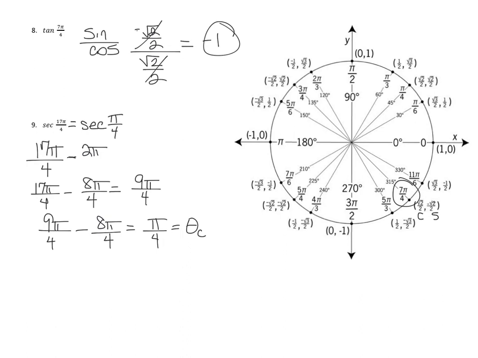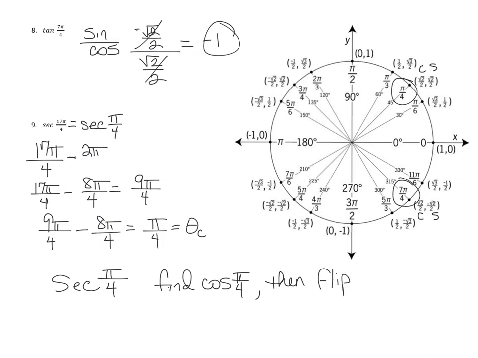So let's look that up. Pi over 4, right here in quadrant 1, which is a reference angle. We know we have cosine and sine, but we need to find the secant. Remember secant and cosine are reciprocals. So let's find the cosine first, then flip. What's the cosine of pi over 4? Square root of 2 over 2. It's right there. Now we need to flip it, and that would give us 2 over square root of 2.